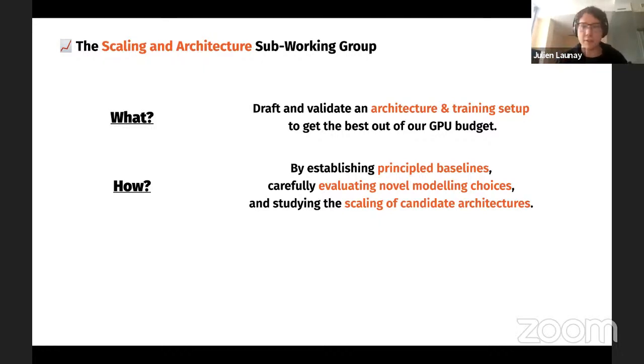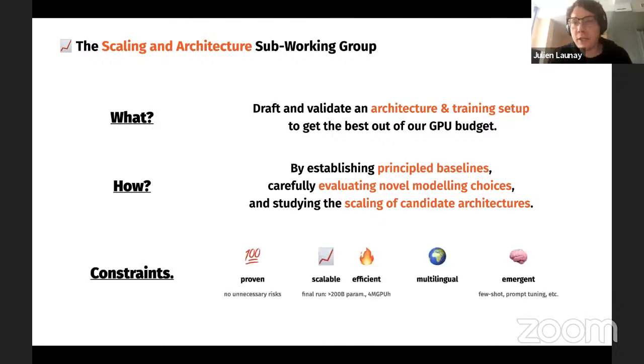This is a very important aspect, because BigScience is an extreme scale project with a final model that is in the 200 billion parameters range. So we need to make sure that the decisions we are taking, and the architecture that we are recommending, will work at this scale. And what we do needs to be proven. We cannot take unnecessary risk.